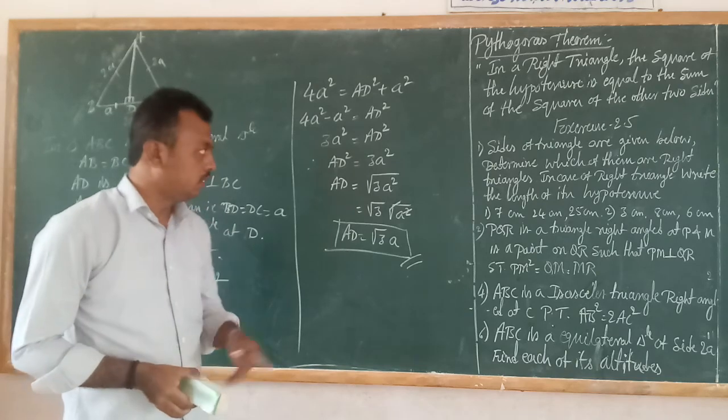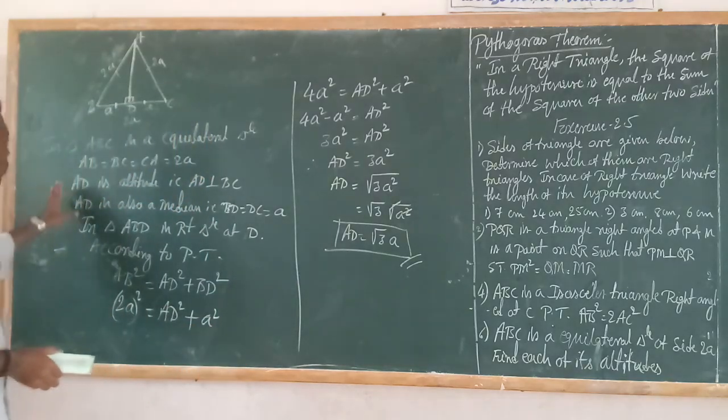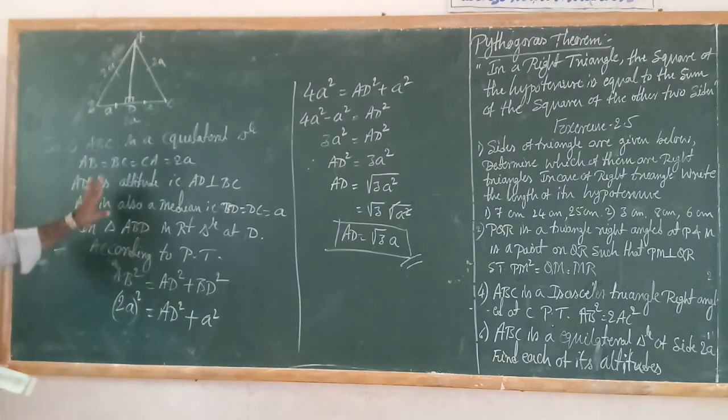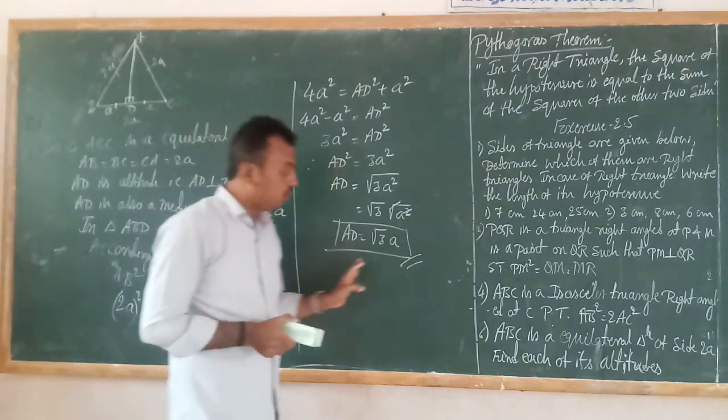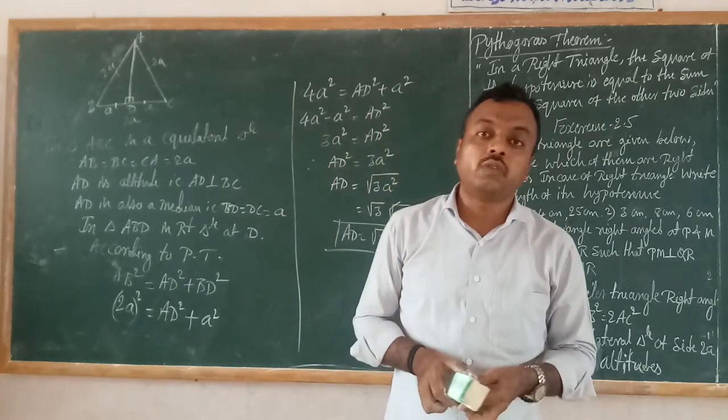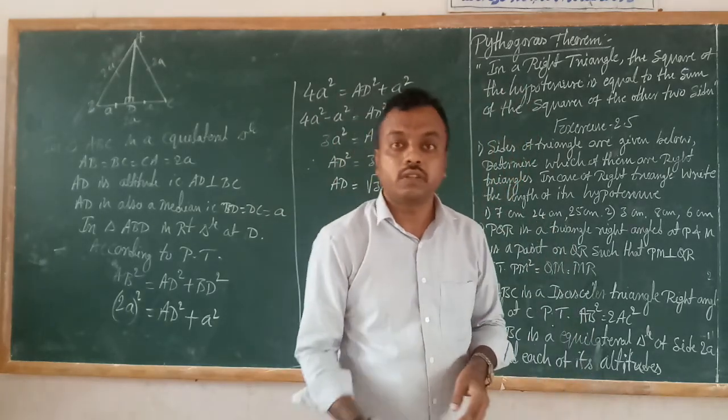Understand, students? Very simple. We have to draw the diagram properly, and then write the given, what we have to calculate, what we have to find out. You have to understand that properly, and then find it. Understand? So like this you have to solve it. The remaining questions we will discuss in the next class. Okay students, thank you.